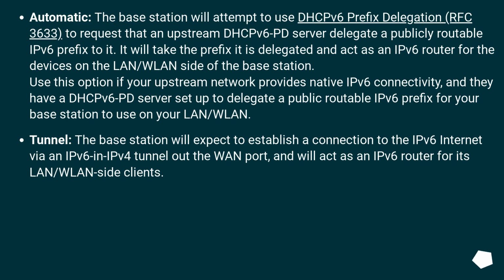Tunnel. The base station will expect to establish a connection to the IPv6 internet via an IPv6 and IPv4 tunnel out the WAN port, and will act as an IPv6 router for its LAN/VLAN side clients.